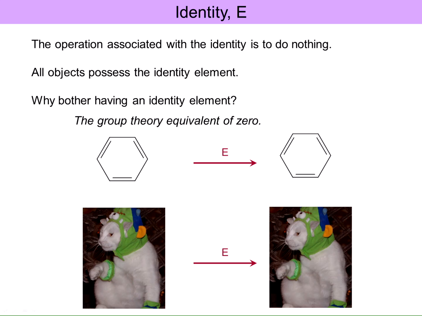Now I also have this picture of Franken-Kitty. So this is Penelope for those of you that have been to our Halloween party for the chemistry club. So if I take this picture of Franken-Kitty and I do the identity operation to it, so I do nothing to it, the picture looks exactly the same, and the photo is unchanged. It looks exactly the same.